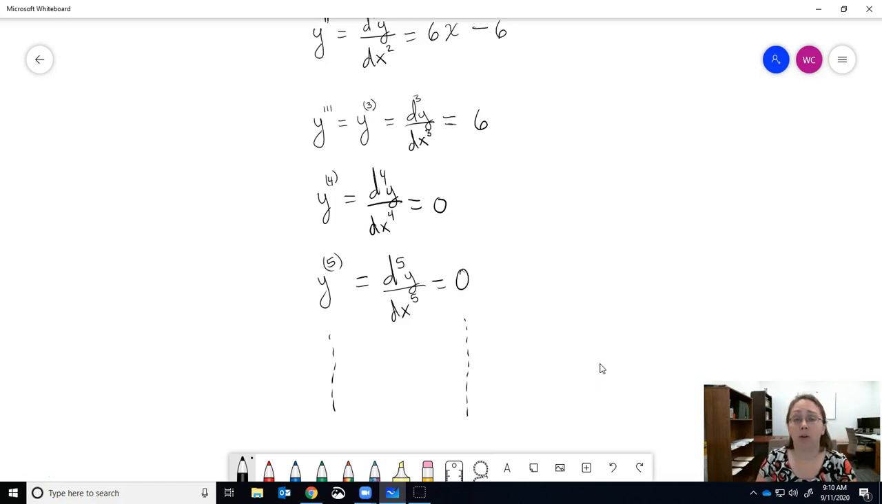We're going to mostly focus on first and second derivative, mainly because in physics, that's usually where we stop our applications. First derivative being the velocity, second derivative being acceleration. You're going to see those in the next section when we start some real application problems.